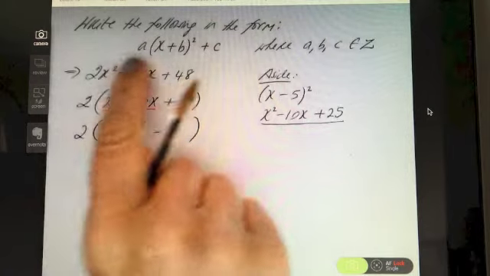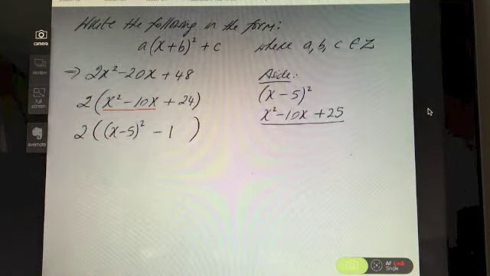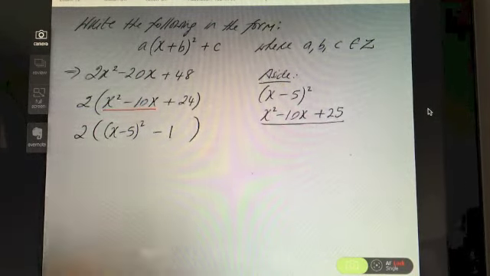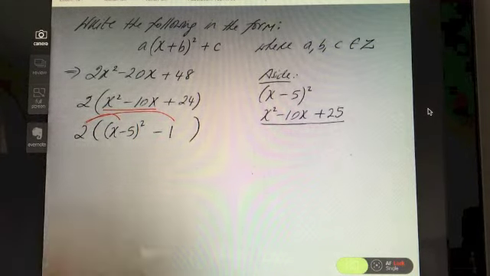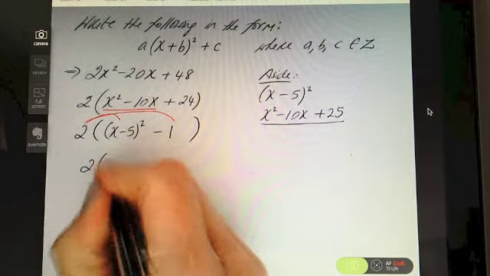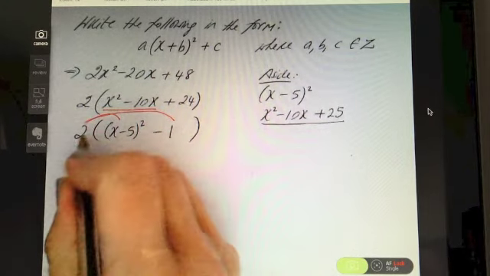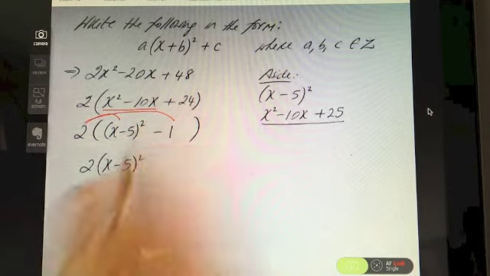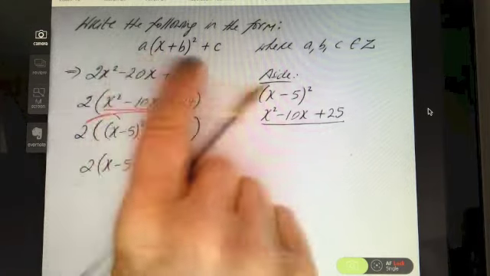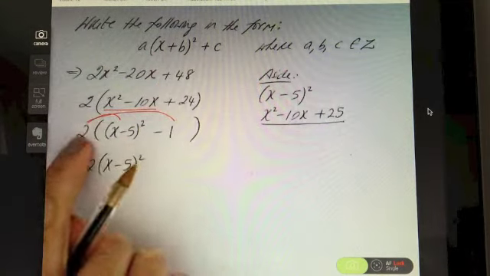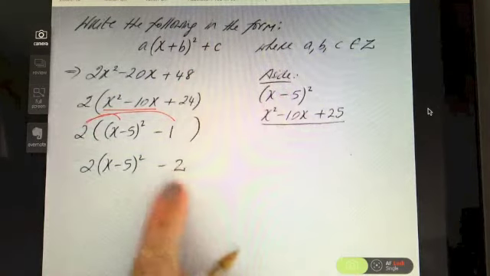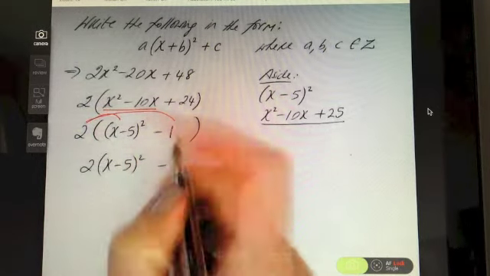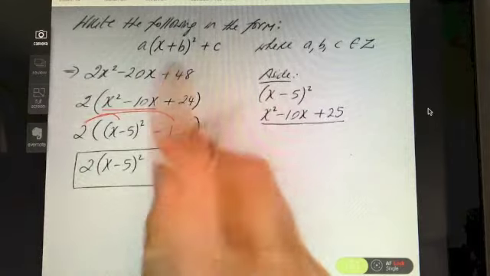Now I'm not quite there yet. What I need to do now is just multiply in by this 2. Now when I'm multiplying in by the 2, all I'm going to do with the first term is leave it like that, 2 times x minus 5 all to be squared. I'm not going to expand it any further because that's the format that I'm looking for, but 2 times minus 1 now is minus 2. So my value for c in this case is minus 2. That is now in the form I am looking for.